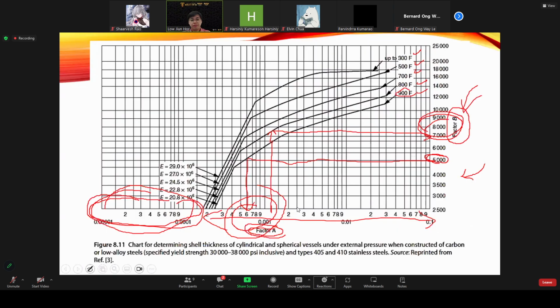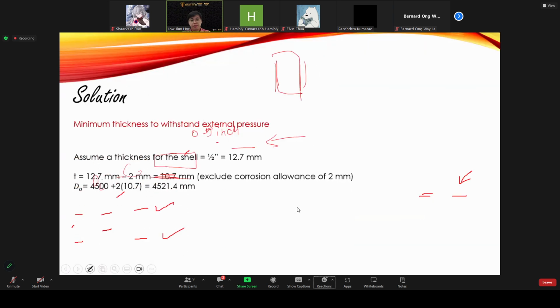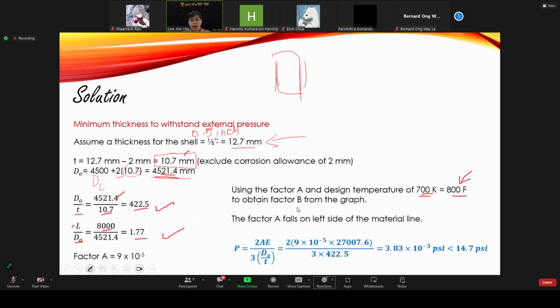So you see, I apply the equation here. A is the value of factor A. This one is the modulus of elasticity. Outer diameter divided by thickness, the ratio here. You just put in the value of the ratio, and then you press your calculator. This is the maximum pressure that can actually be withstood by your pressure vessel.